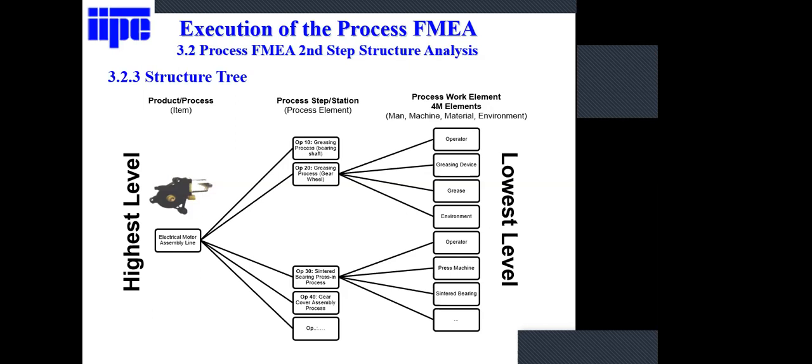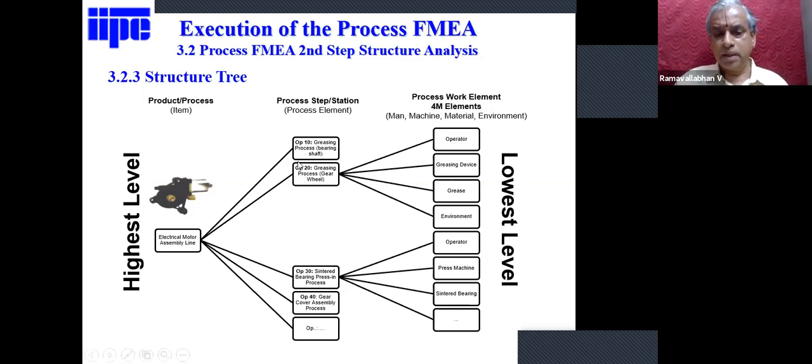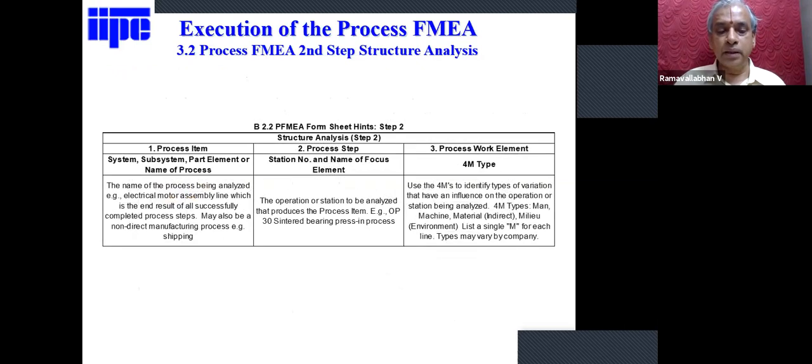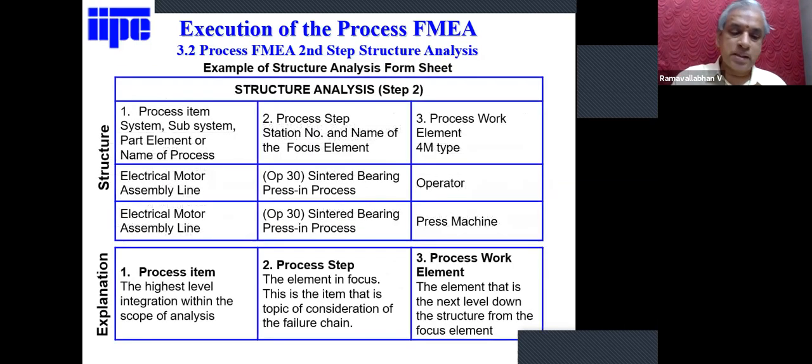So here, what decides this process step? What decides this process item? The process steps are deciding. So this one we are calling the highest level, and this one we are calling the lowest level. Now we are coming to the structure. In the structure, this is the process item, the highest level. Electrical motor assembly is the process item.